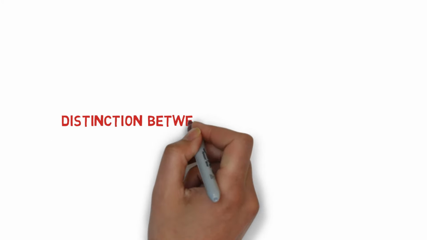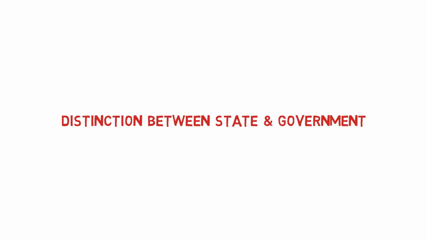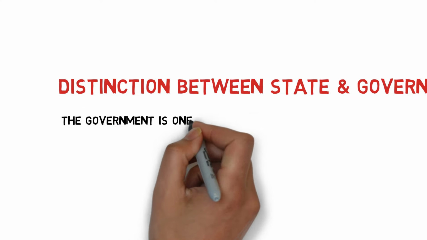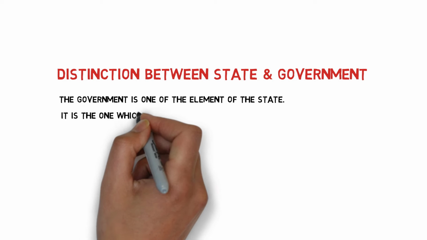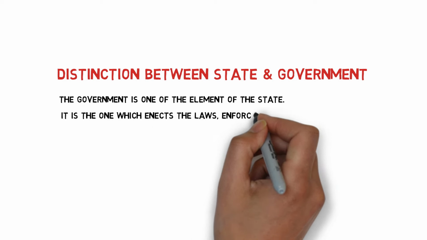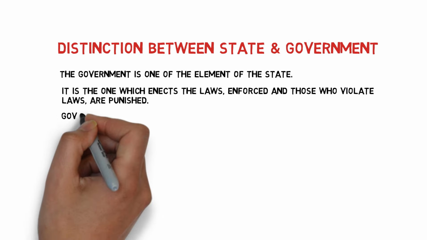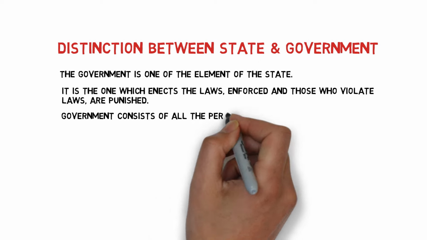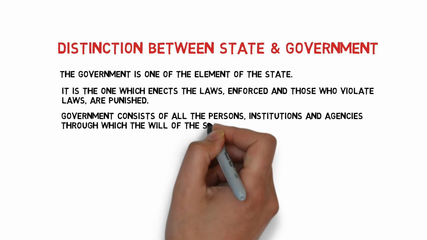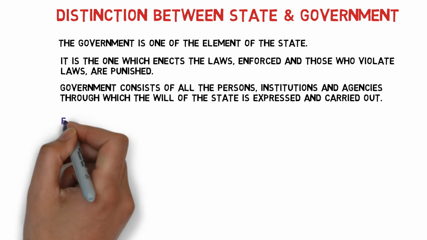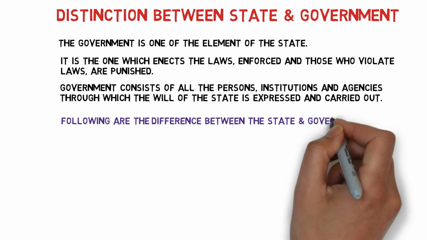Today we are going to talk about the distinction between the state and government. Government is one of the elements of the state. It is the one which enacts the law, and those who violate the laws are punished. Government consists of all the persons, institutions and agencies through which the will of the state is expressed and carried out. So, following are the differences between the state and government.